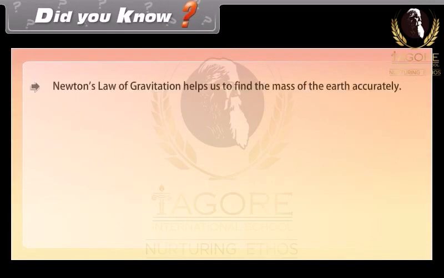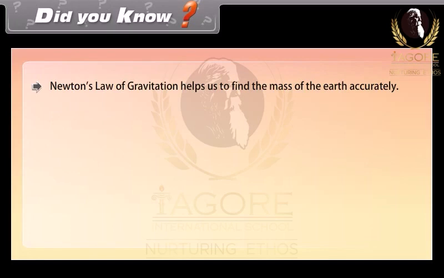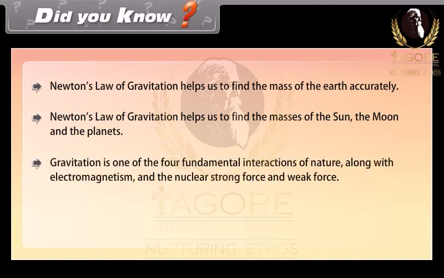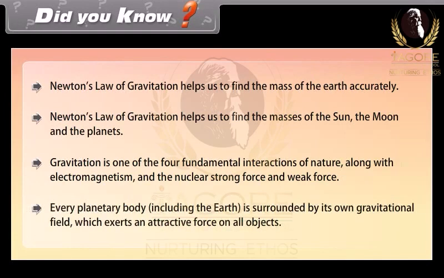Did you know Newton's law of gravitation helps us to find the mass of the earth accurately? Newton's law of gravitation helps us to find the masses of the sun, the moon, and the planets. Gravitation is one of the four fundamental interactions of nature, along with electromagnetism and the nuclear strong force and weak force. Every planetary body, including the Earth, is surrounded by its own gravitational field, which exerts an attractive force on all objects.